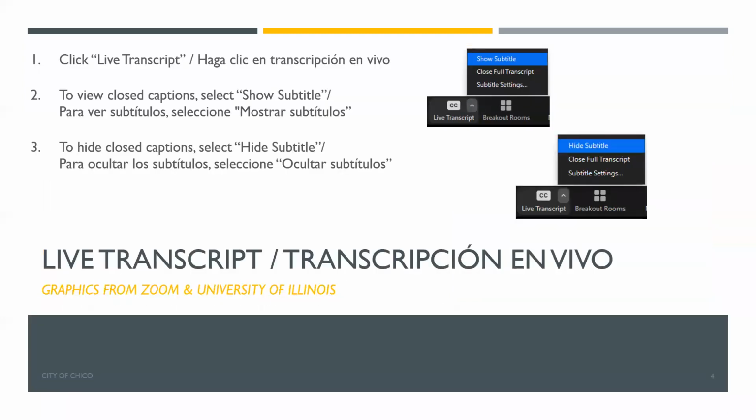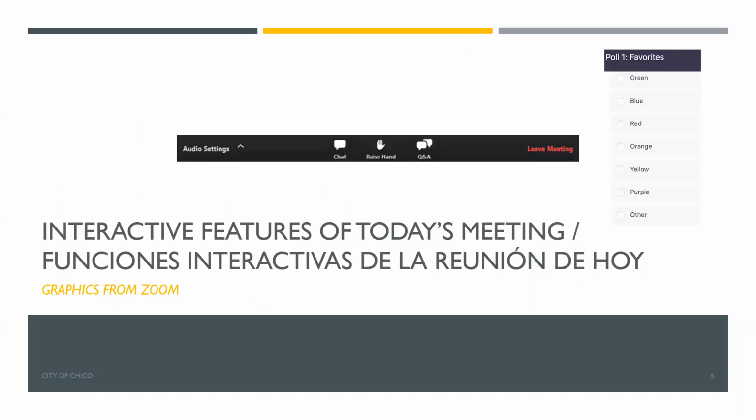Next slide. If you are deaf or hard of hearing or would prefer to read closed captions, we have enabled Zoom's live transcript feature. To view the closed captions, first you'll click Live Transcript at the bottom of your screen, then you'll click the caret and select Show Subtitle. Instead, if you would like to hide the closed captions, you'll click Live Transcript at the bottom of your screen, click the caret, and then select Hide Subtitle.